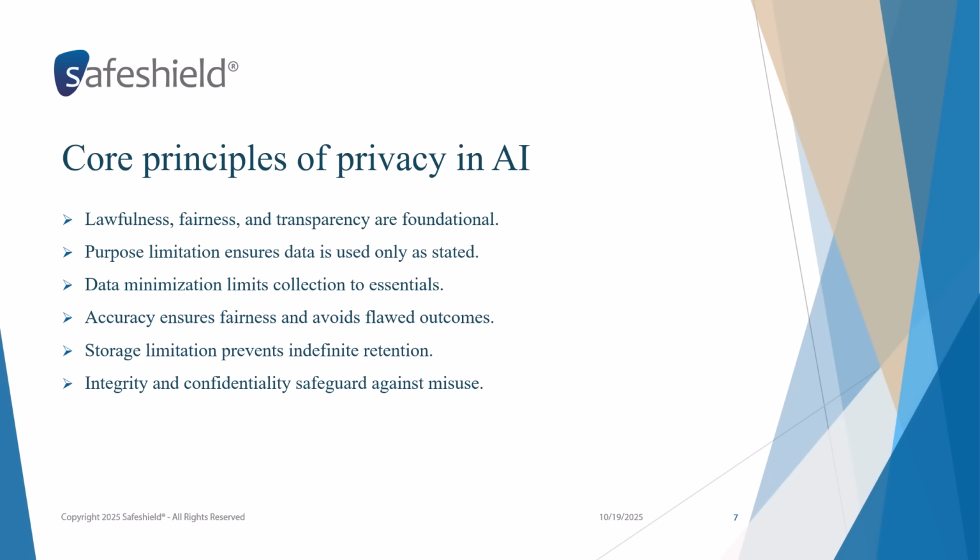Fourth is accuracy. AI systems must ensure that personal data remains correct and up to date. Inaccuracies can lead to flawed predictions and unfair outcomes. Fifth is storage limitation. Personal data should not be kept indefinitely. Retention schedules must align with business needs and legal requirements. Finally, integrity and confidentiality. Strong security safeguards must be in place to prevent unauthorized access, leaks, or misuse. Together, these principles build the foundation for trustworthy and compliant AI systems.